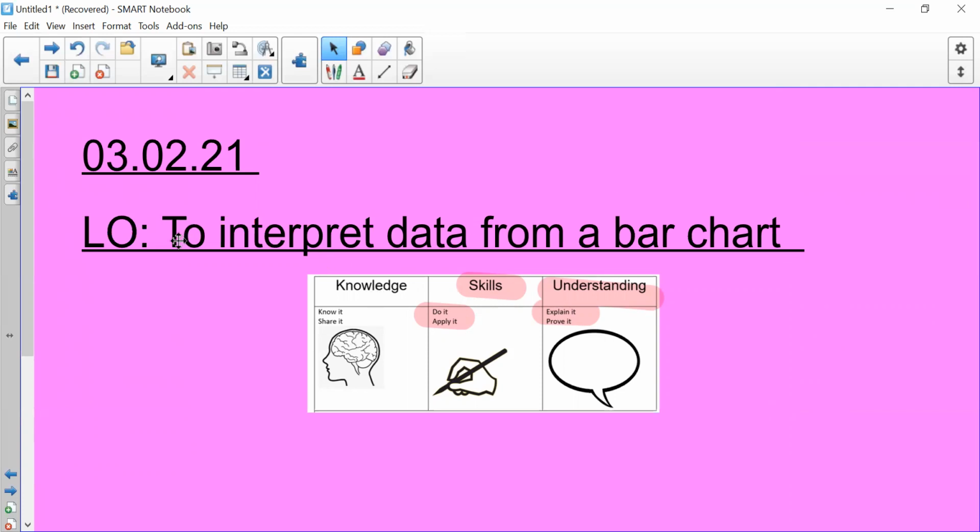So today we are interpreting data from a bar chart, and this is going to require us to apply our skills. We're going to do something and we're going to apply our knowledge and also show that we have a good understanding. We're able to explain what a bar chart is showing.